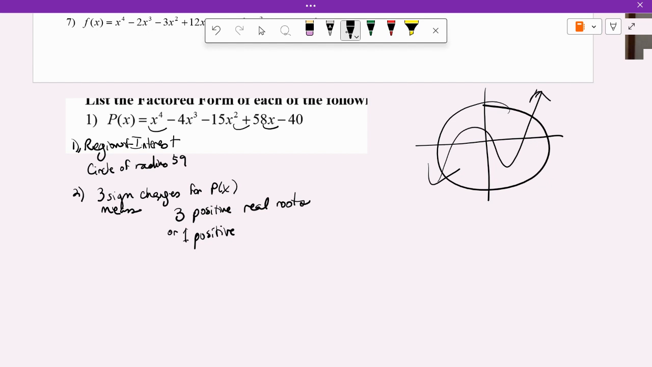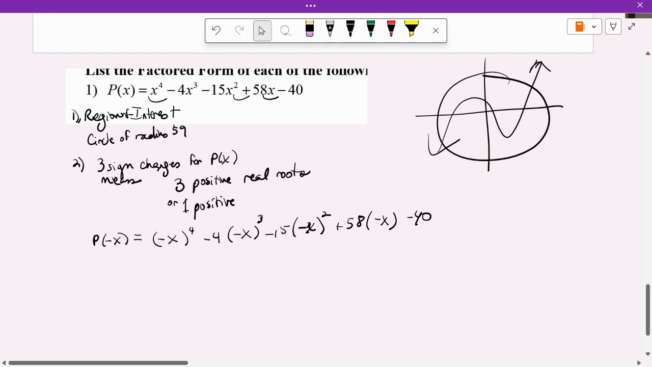Okay, then we need to find P of negative X. So in order to find the number of possible negative real roots, we're going to find P of negative X. So P of negative X would be, every time we see an X, we're going to plug in negative X. And then we're going to simplify. Okay, so everybody see what I did? Plug in, every time you see an X, plug in negative X. And now we're going to simplify.